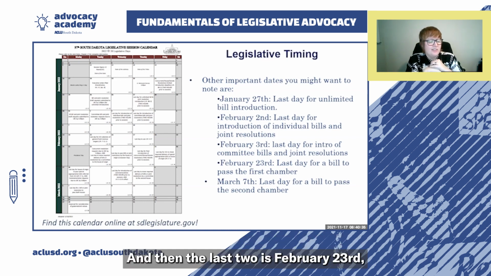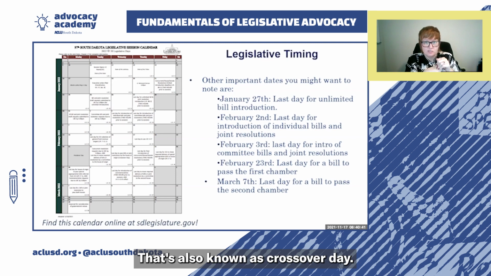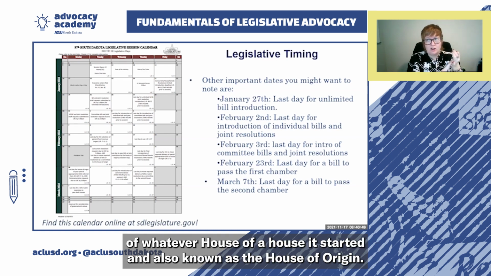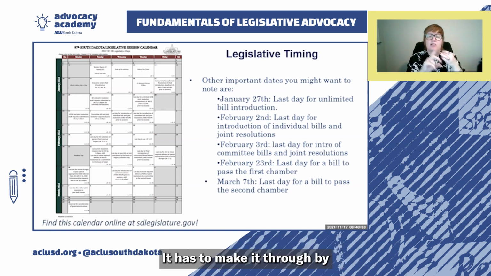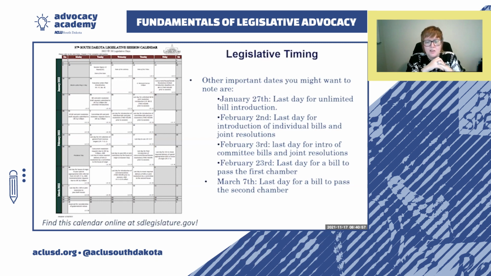And then the last two is February 23rd, which is the last day for a bill to pass the first chamber. That's also known as crossover day. So a bill has to make it through its committee and through the full chamber of whatever house it started in, also known as the House of Origin. It has to make it through by February 23rd to move on to the other chamber.